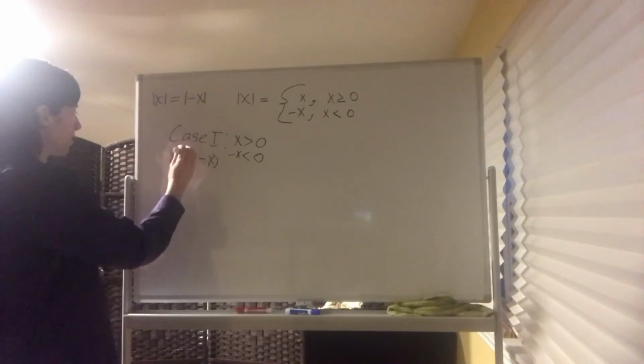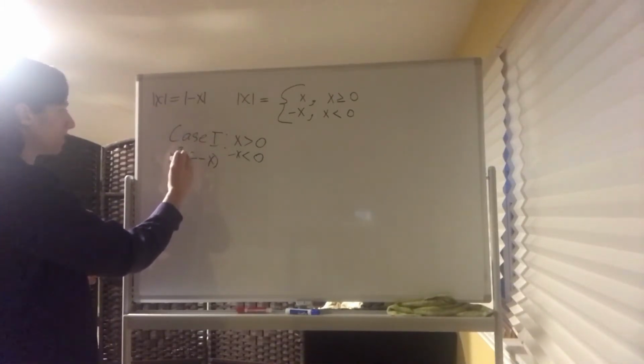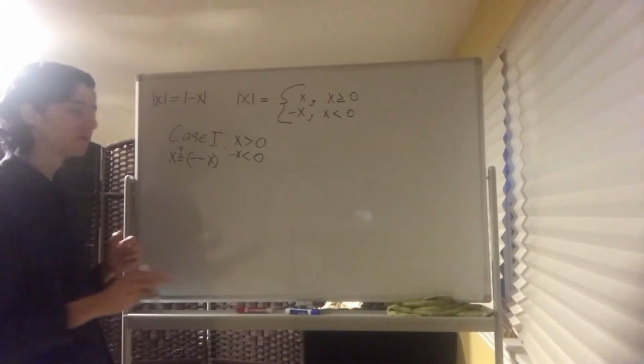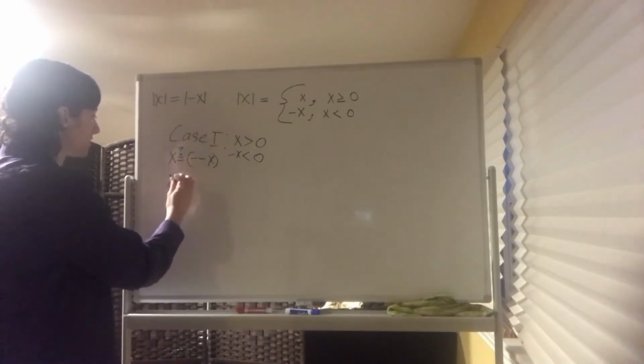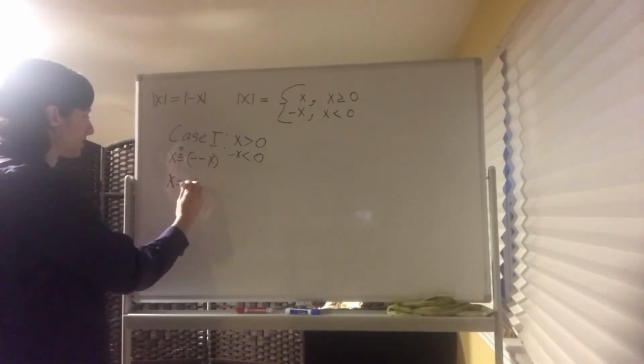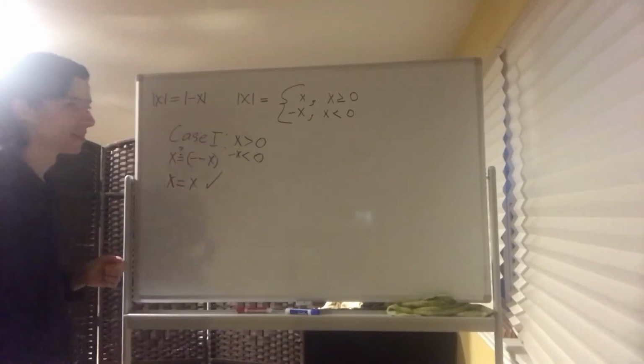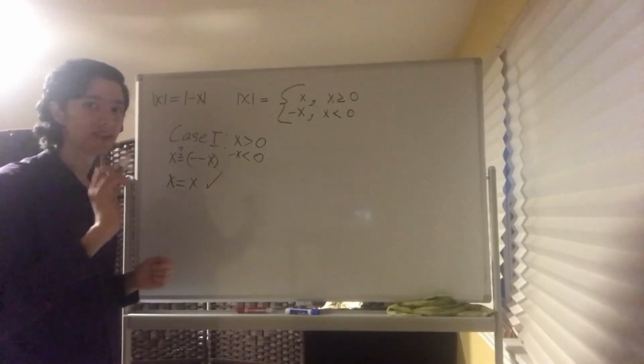So when you multiply a negative by a negative, then you get a positive number. So we get x is equal to x. So check, we've done that case. Now case 2.